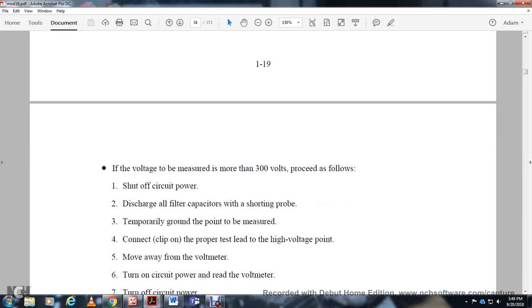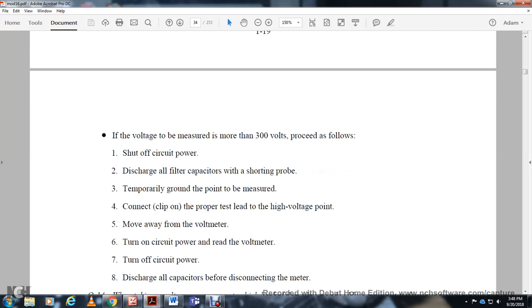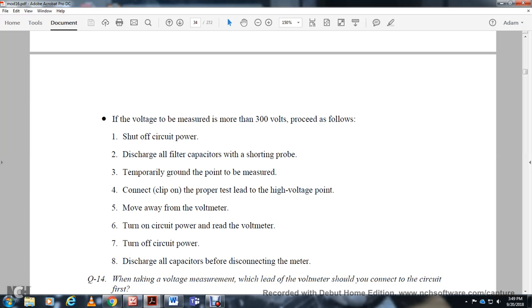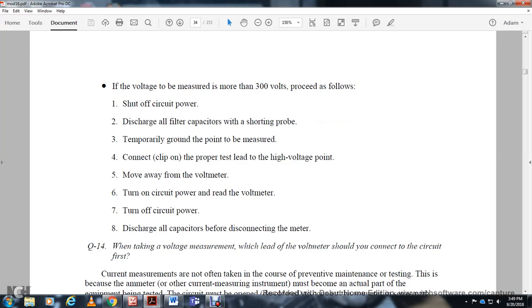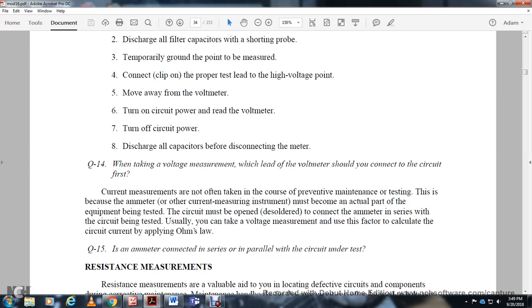Move it away from the voltmeter, turn off the circuit power, and read the voltmeter. Then turn off the circuit power and discharge all the capacitors before disconnecting the meter. Current measurements are also often taken in some preventive testing.